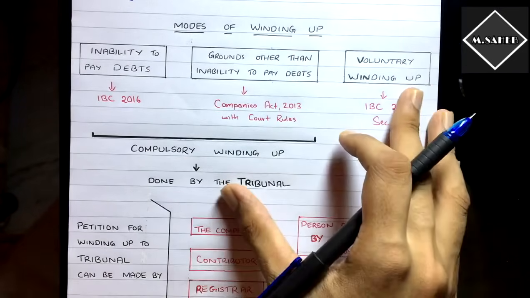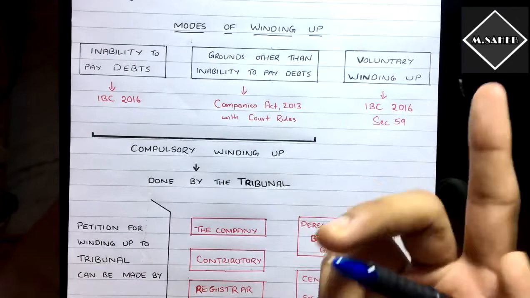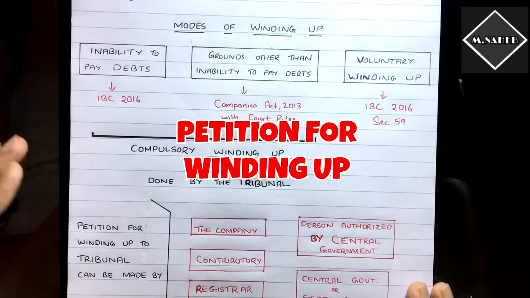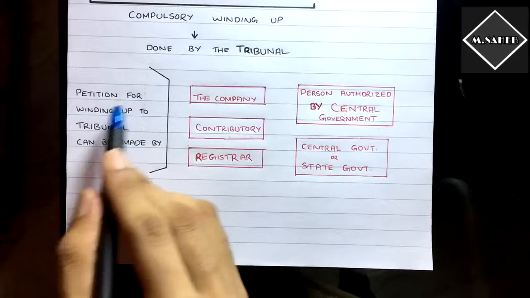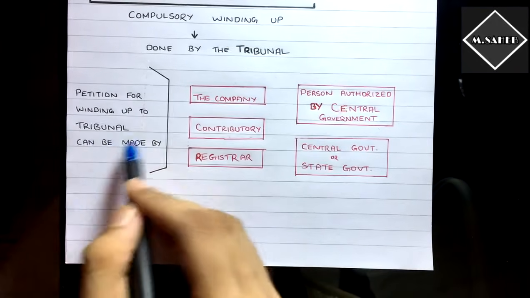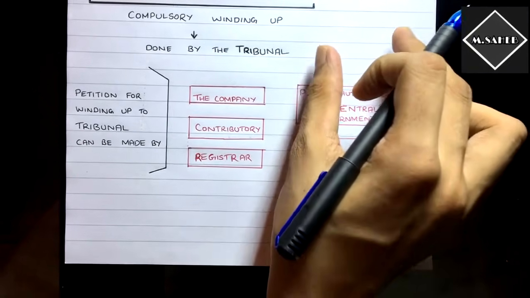Don't worry, the method is one only. This is just the theory that might be asked for 2 or 1 mark. Okay, that's why I'm explaining all this to you. Fine. And then you have to understand who can file the petition to the tribunal. See here, petition for winding up to the tribunal can be made by whom? Who can file the application to the tribunal that a certain company should be wound up?